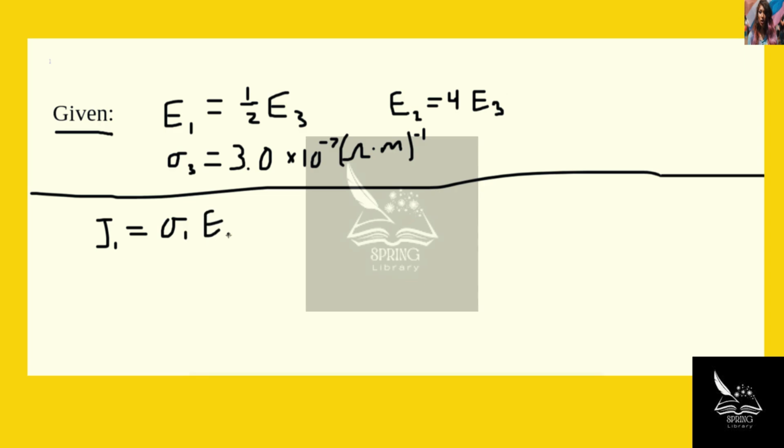And then we can use equations 26-5 and 26-13 and apply these to the 3 sections of the strip. And that's going to give us J1 is equal to sigma 1, the conductivity in 1, times the electric field in 1. J2 is equal to sigma 2 E2, electric field in 2, and then the current density in section 3, J3, is equal to sigma 3 E3.